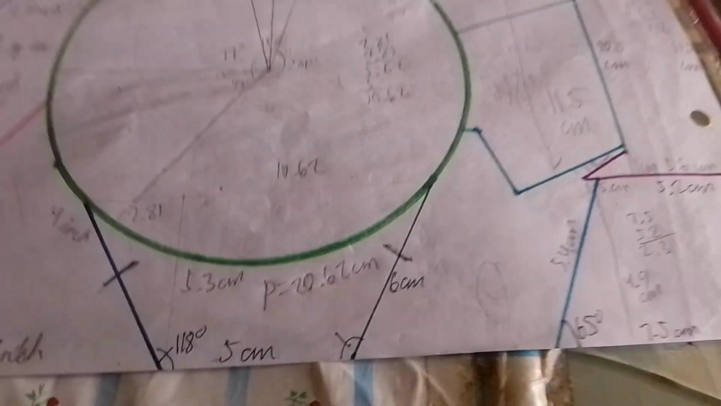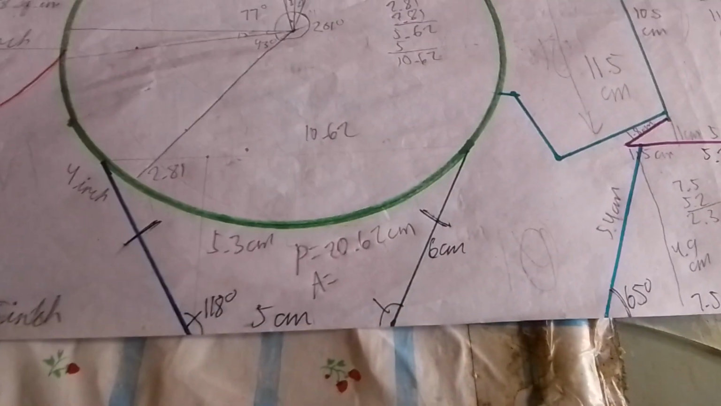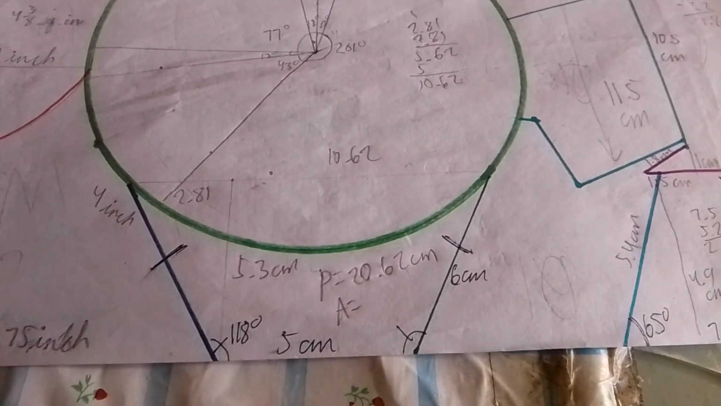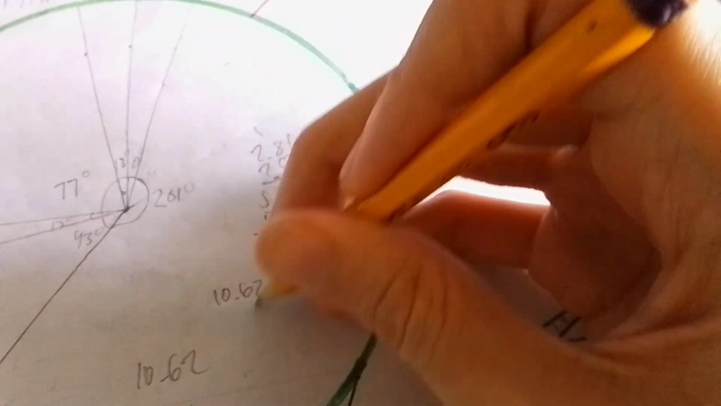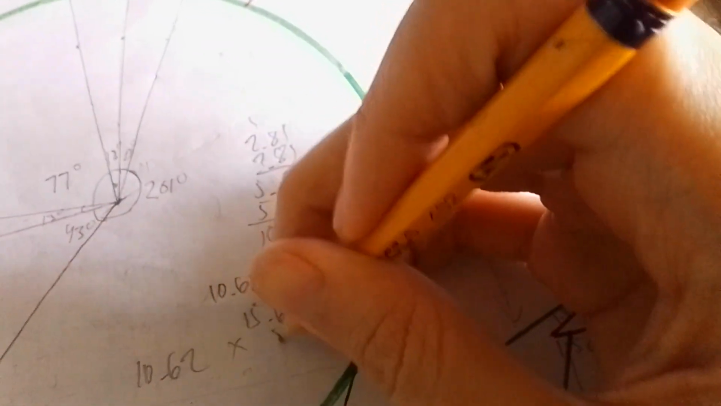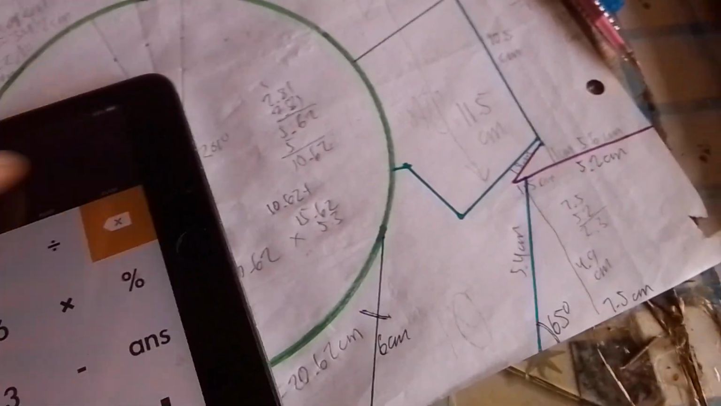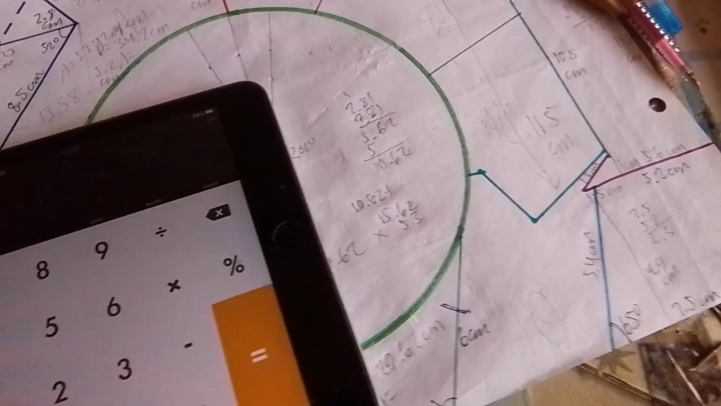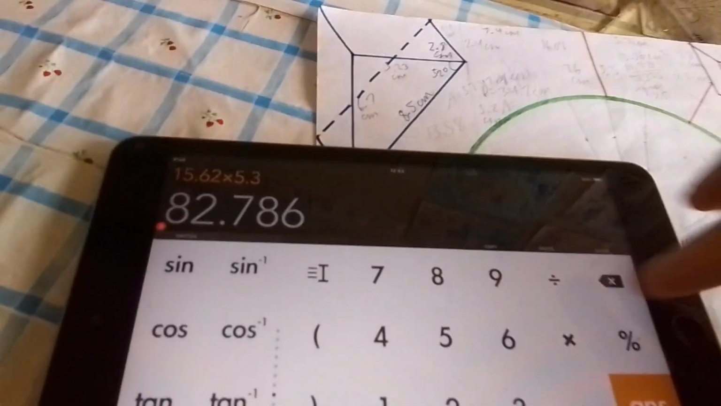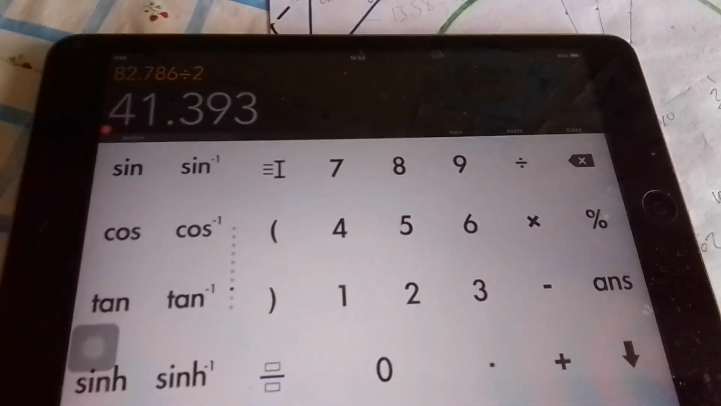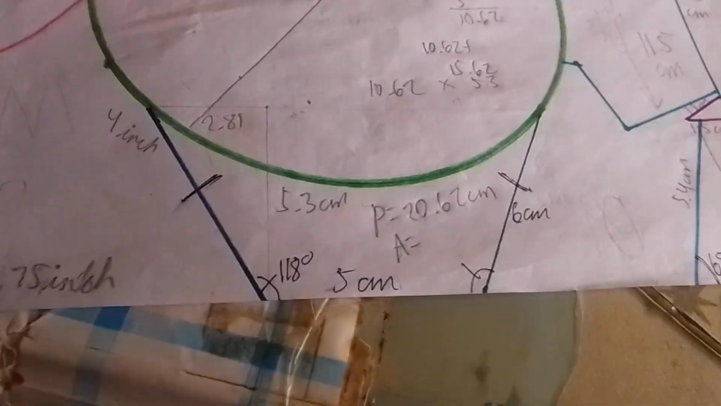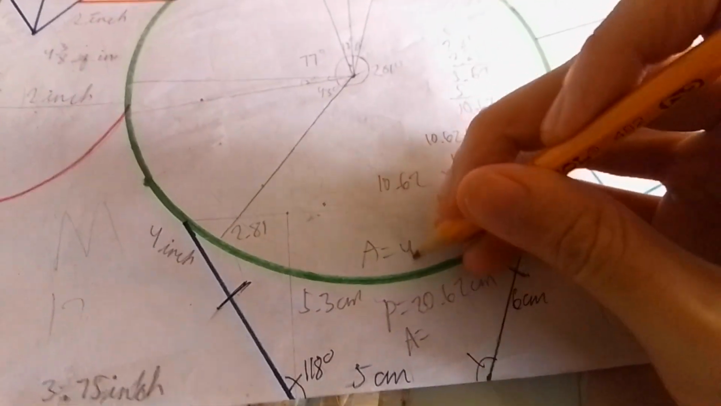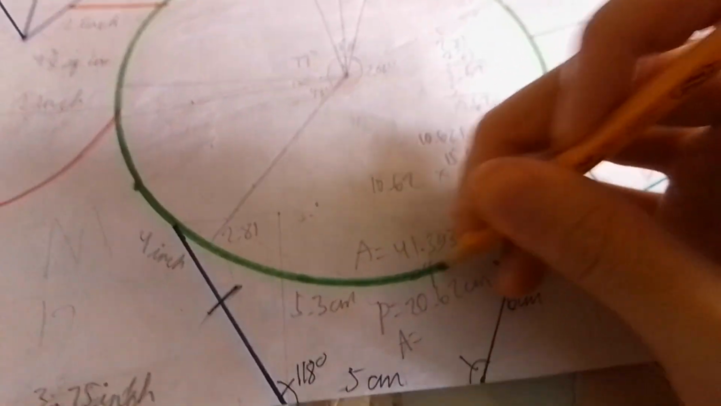Okay? Now, to solve for the area, mabilis lang yun. Add the two bases, then times the height, divided by 2. So, 10.62 plus 5 becomes 15.62 times 5.3. I'll do it na lang in a calculator para mas mabilis. So, remember 15.62 times 5.3 becomes 87.786. Divide by 2, yun ang sagot. 41.393. So, therefore, the area is 41.393 square cm. Or cm squared. Yun.